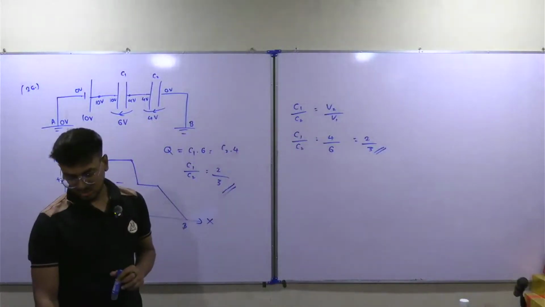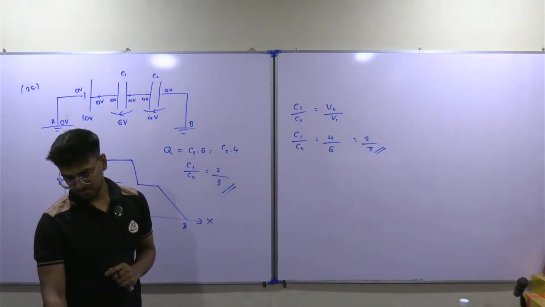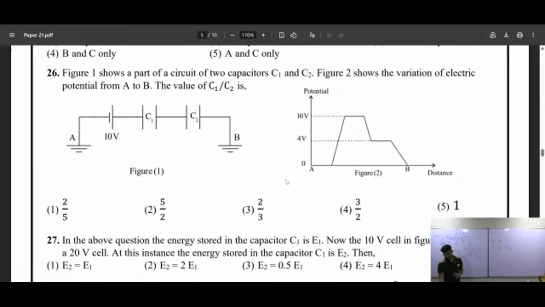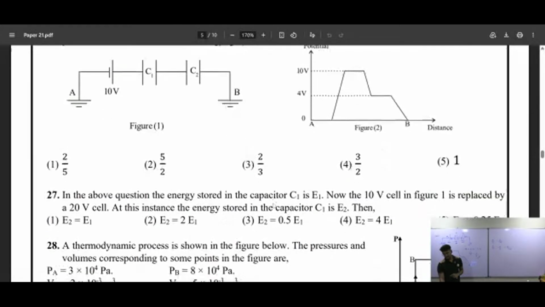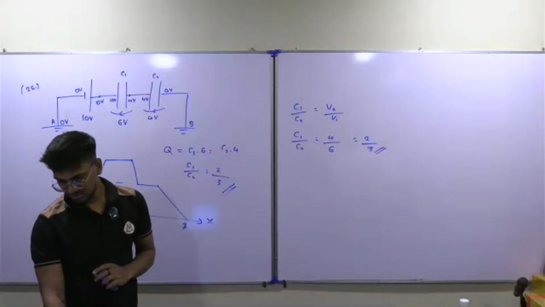So this one is 2 over 3. So answer is the third one. Third one is the answer. Write down. I'll give 1 minute.